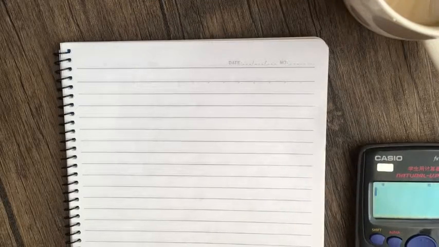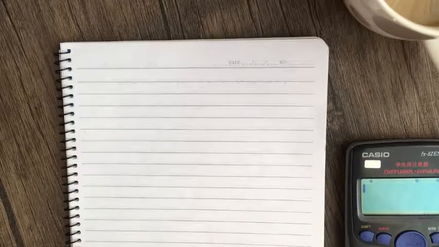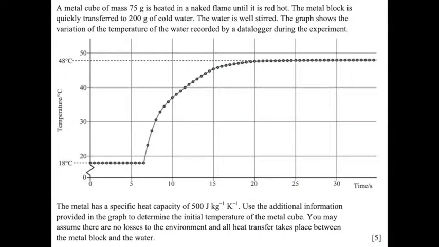Video on thermal physics. Let's take a look at this question. A metal cube of mass 75 grams is heated in a naked flame until it is red hot. The metal block is quickly transferred to 200 grams of cold water. The water is well stirred. The graph shows the variations of the temperature of the water recorded by a data logger during the experiment.